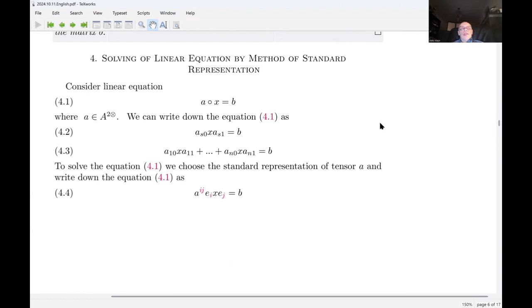Now we consider the linear equation 4.1, where A is a tensor. You can write down equation 4.1 as equation 4.2, or in more detail as equation 4.3. To solve equation 4.1, we choose the standard representation of tensor A and write down equation 4.1 as equation 4.4.